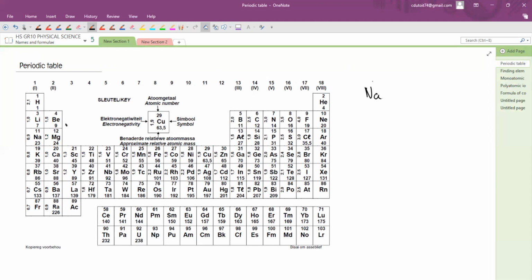What group is sodium? Sodium is group 1. So the charge on the ion is plus 1. Yeah, you can't say 1 because 1 can be a negative or a positive. So it's positive 1. Okay.